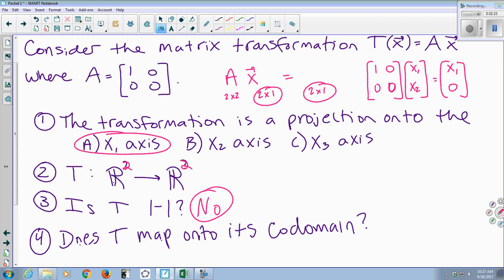And does T map onto its codomain? No. And for mapping onto your codomain, you're looking for a pivot in every row. What it means to map onto your codomain is that you can produce the entire codomain as outputs from your function or your transformation. But I can only produce things on the x-axis, right? I can't produce all of R2, my entire codomain, so it does not map onto its codomain.